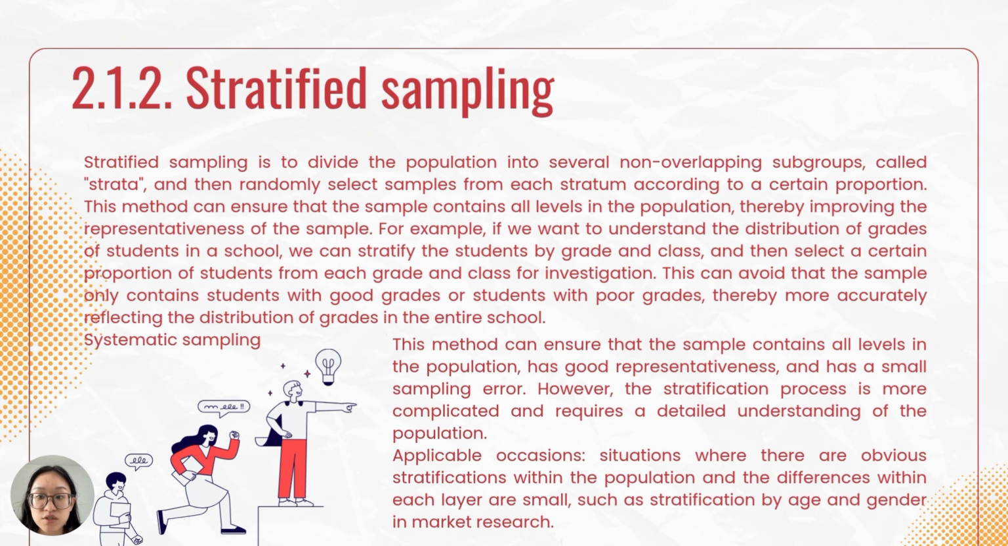For example, if we want to know the distribution of grades of students in each grade and class in a certain school, we can stratify them according to grades and class and then select some students from each grade and class according to a certain proportion for investigation. In this way, we can avoid only including students with excellent grades or students with poor grades. Stratified sampling can ensure that the sample contains all levels in the population, has good representativeness, and has relatively small sampling errors.